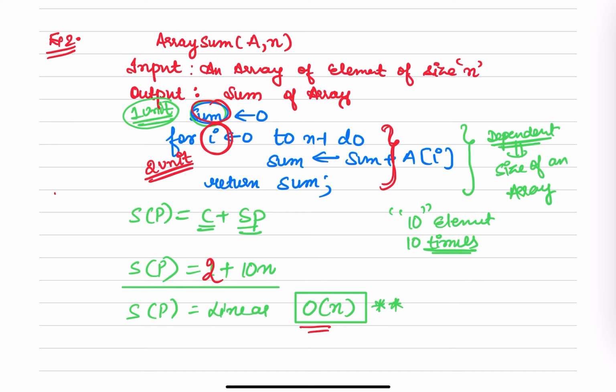Let's take an example of a recursion algorithm where recursion happens and how we calculate space complexity there.